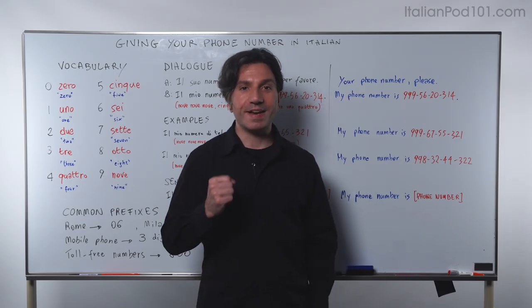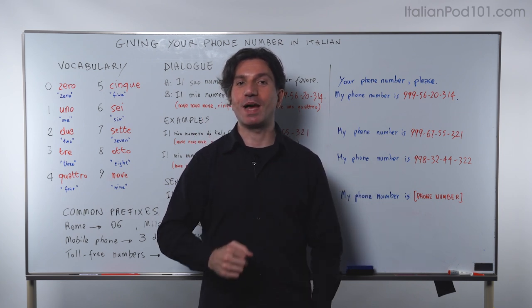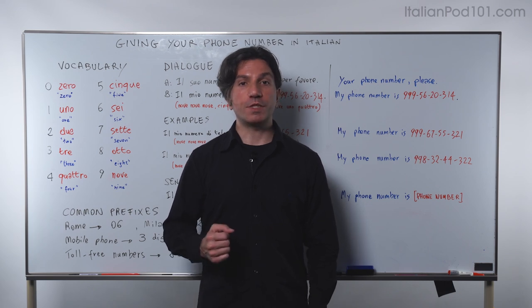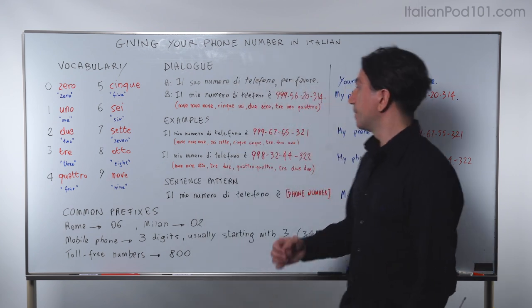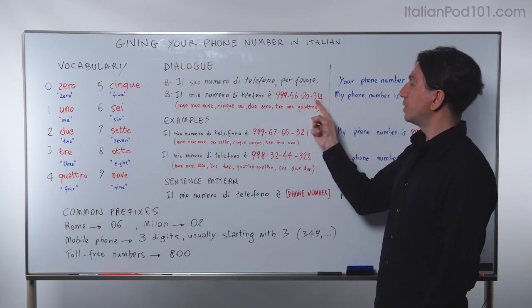Next, let's go over an example conversation. Imagine someone is registering your phone number in an office. Il suo numero di telefono, per favore. Il mio numero di telefono è 999-56-20-314.